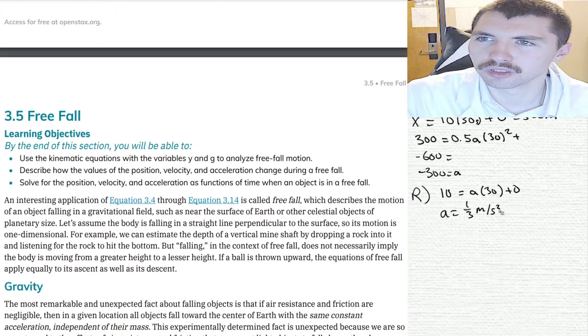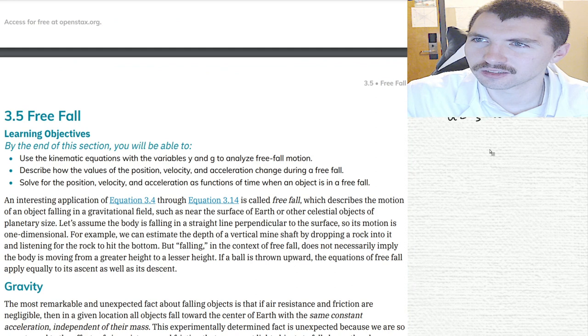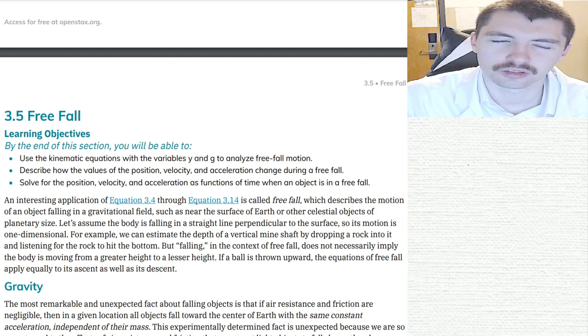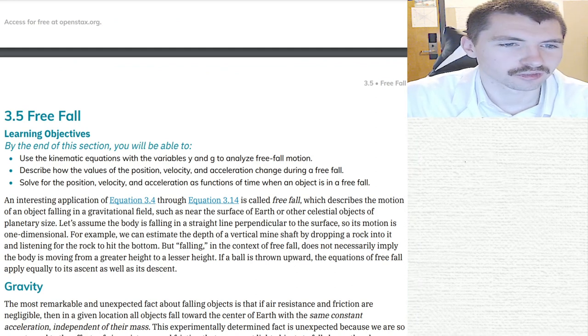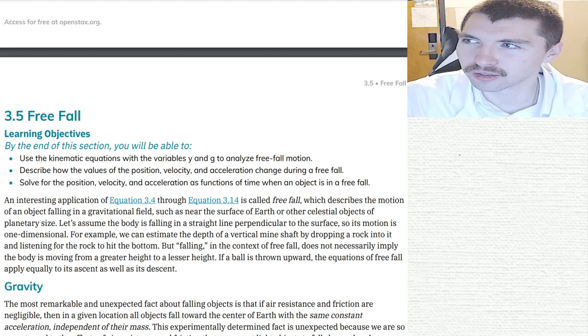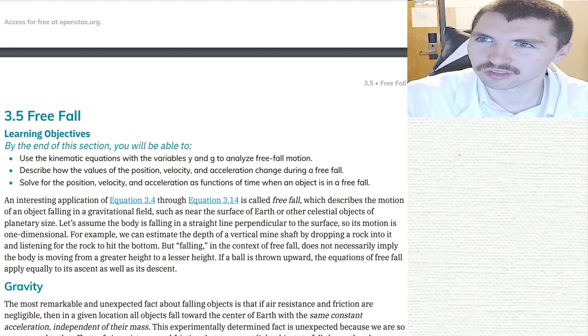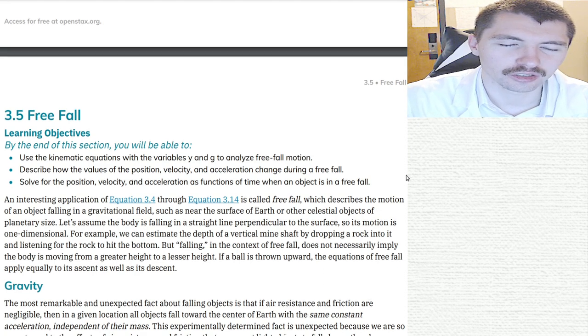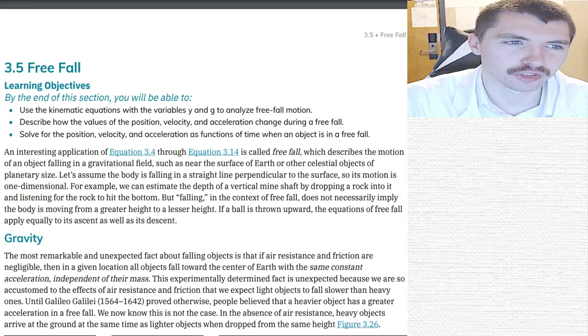I'm guessing it's kind of like riding a bicycle. When using these equations, the more you do it, the more you try to frame problems into fitting one or more of the equations. You'll recognize it faster the more you do it. Free fall, so this is y, gravity, to analyze free fall.